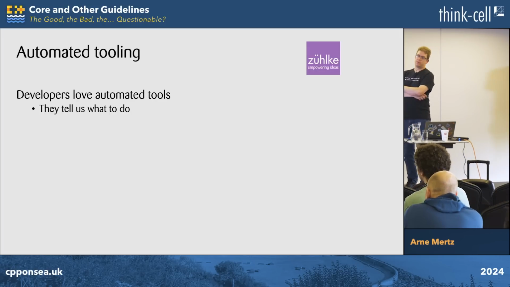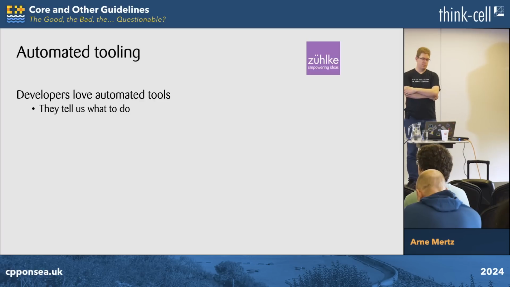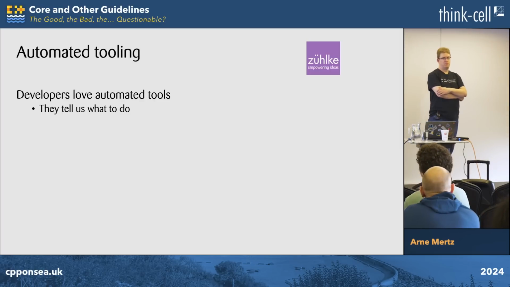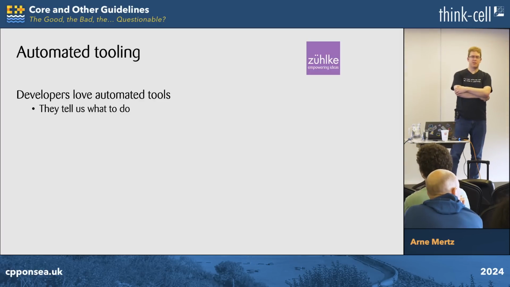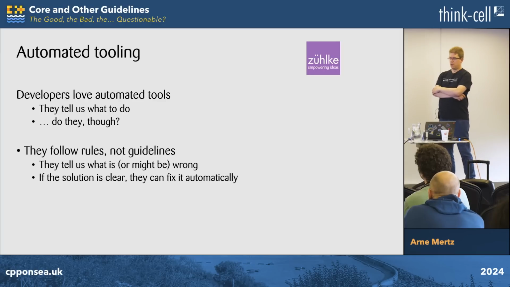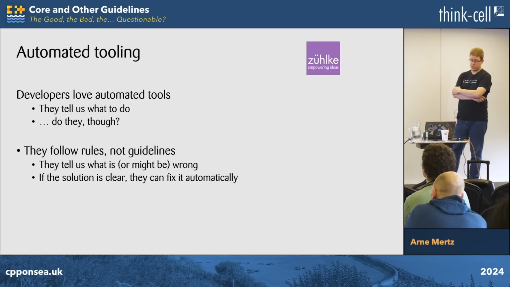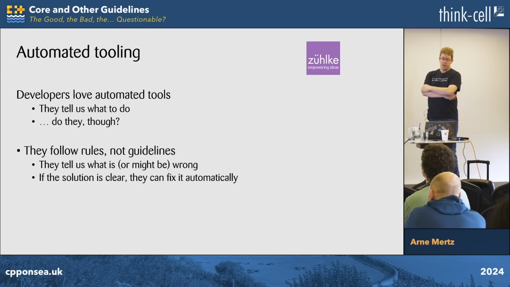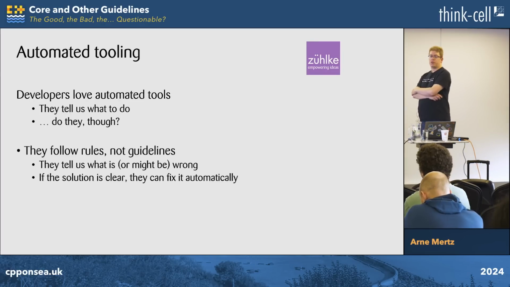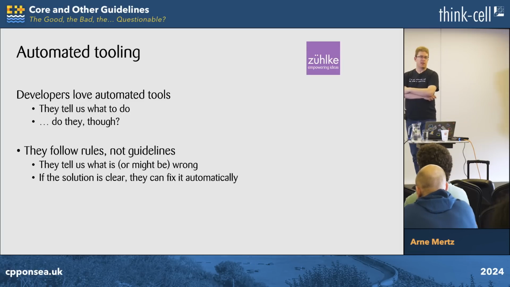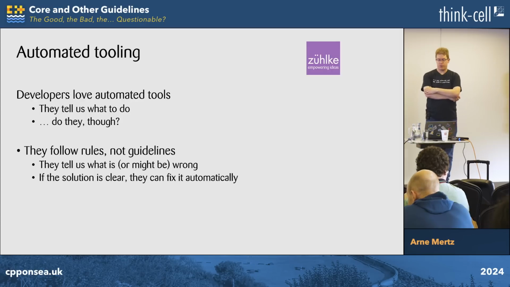Developers love automated tools, mostly. They tell us what to do. Great, one less thing to think about. Well, if the tool is about a guideline, then they don't tell us what to do. They just tell us what guideline we have violated, and it's on us to decide what we do about it. If there is one solution and it's very clear they can fix it automatically, then it's not a guideline, then it's a rule, and then we can use Clang format to format our code or whatever.